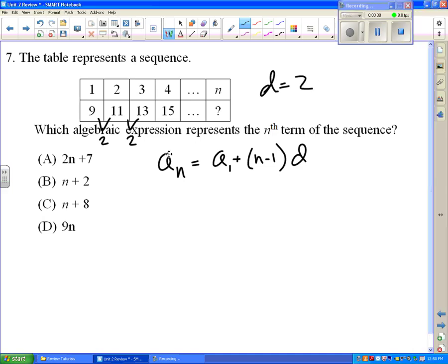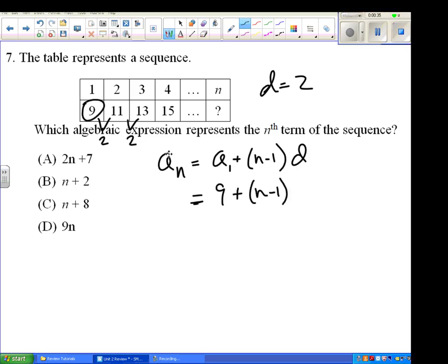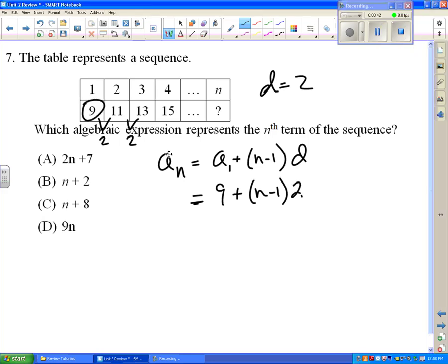And so we're just going to plug stuff in. Our first term here is a 9. So 9 plus n minus 1, and our common difference was 2, so times 2. And now we just simplify this from here. We've got to distribute, so this makes 2n. 2 times negative 1 is negative 2. The 9 from up here we can't forget about, so we get 2n plus 7. So it looks like A.